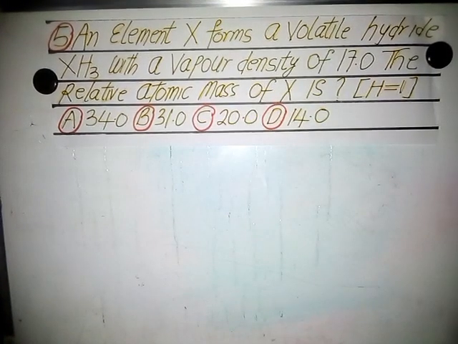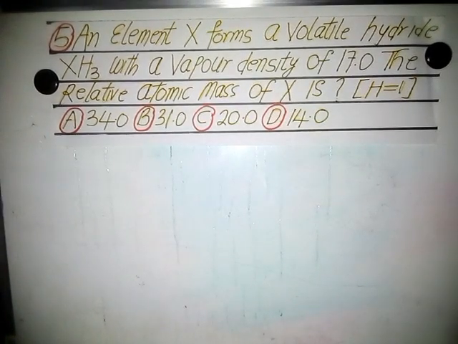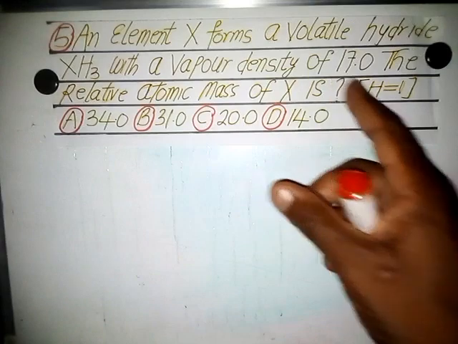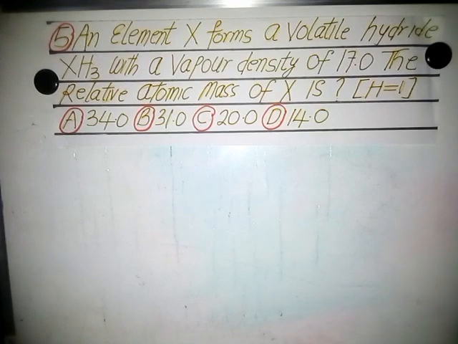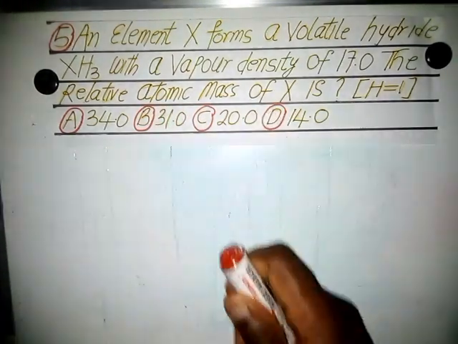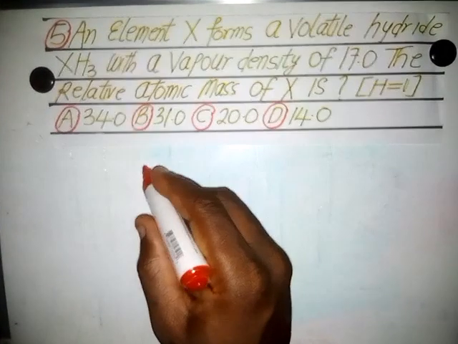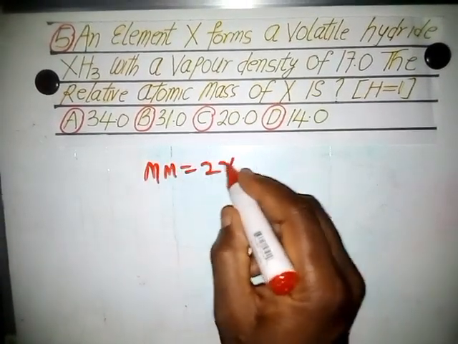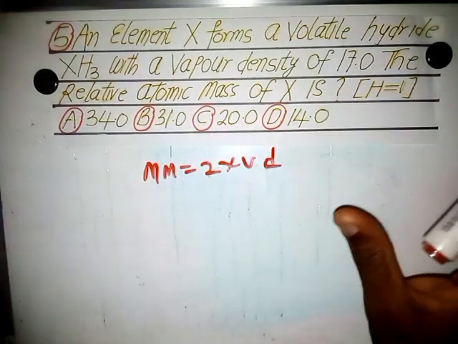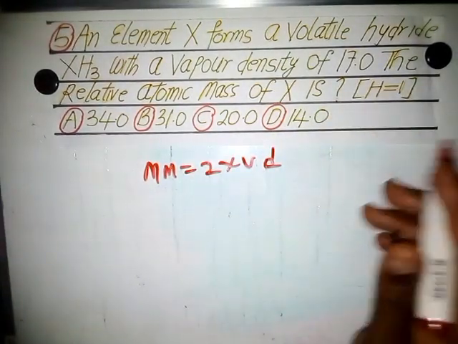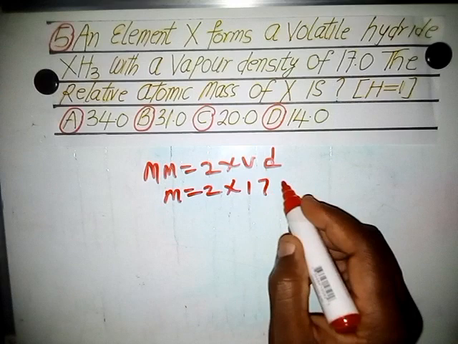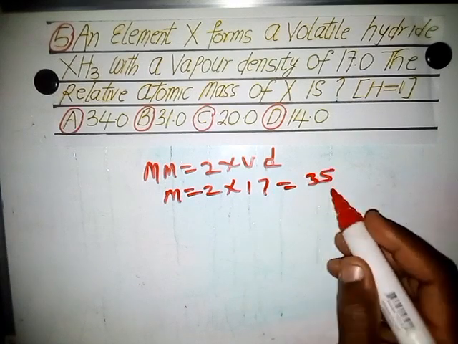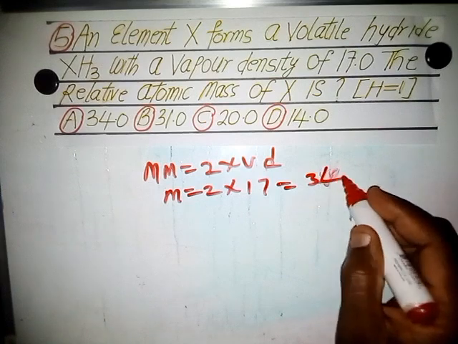This is like the previous question. An element X forms a volatile hydride XH3 with a vapor density of 17. The relative atomic mass of X is? Just like the previous question, we are doing what we did in the previous question. The first thing is to calculate the molecular mass. Molecular mass equals 2 times vapor density. So vapor density is 17. So I'm going to say M equals 2 times 17. That is 35. Sorry, 34.